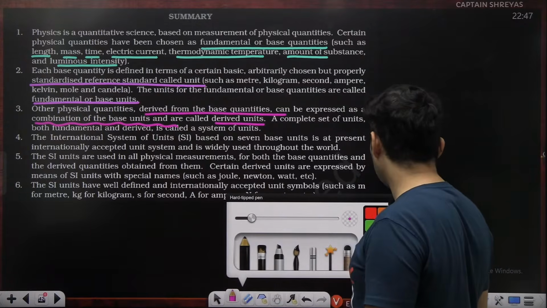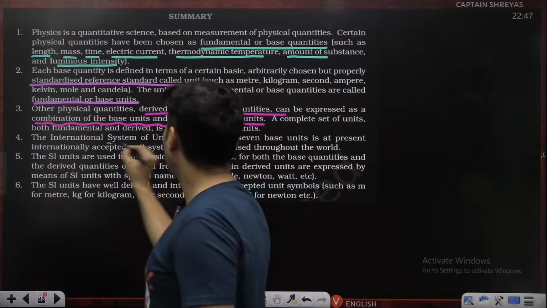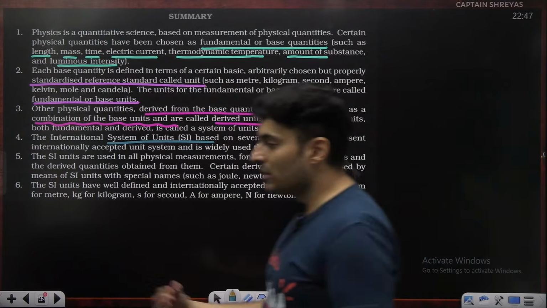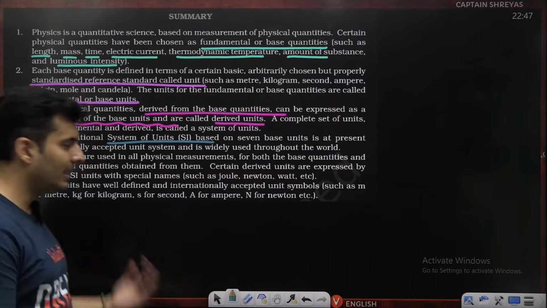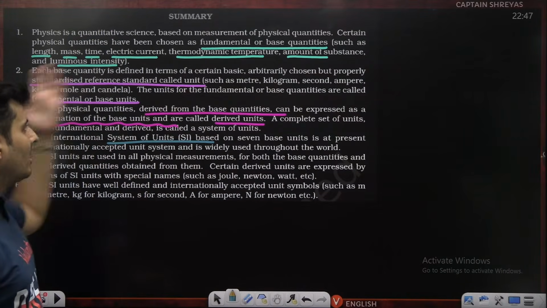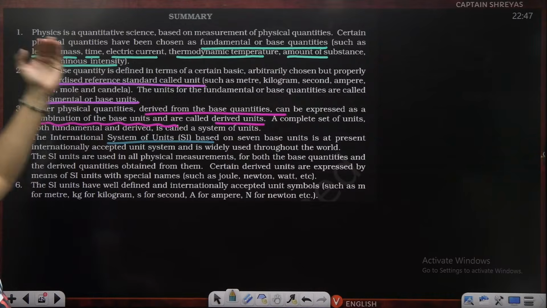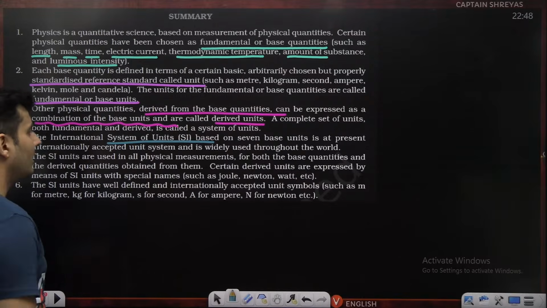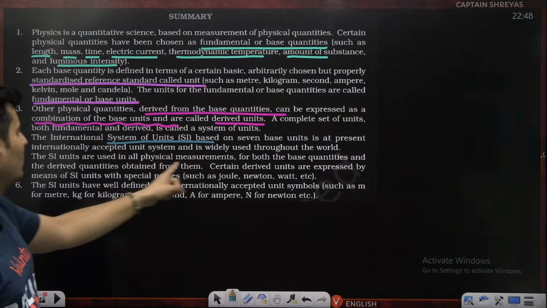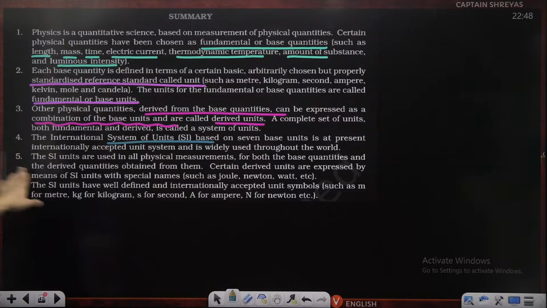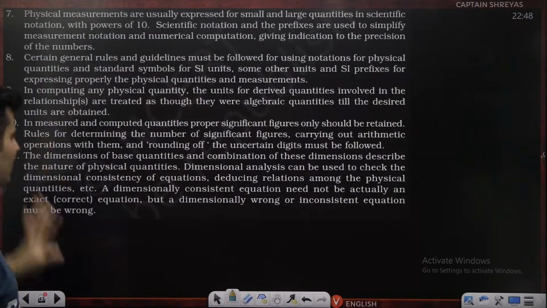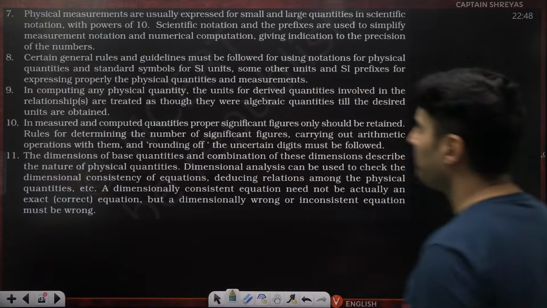Then we spoke about the SI system, which is the most accepted system internationally. Apart from mass, length, and time, it also includes the other units like ampere, Kelvin, luminous intensity, and angle, everything together is there in the SI system. The SI system is used in all physical measurements for both the base units and the derived quantities obtained from them. SI system has well-defined accepted symbols. This is standard, nothing great over there.